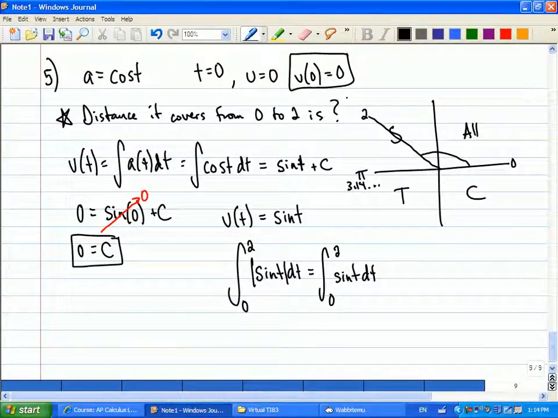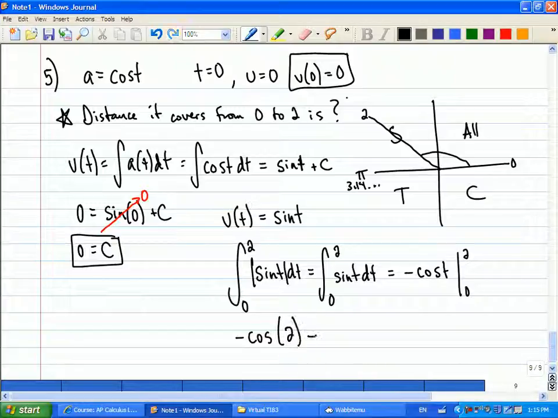Okay. So now let's come up with the integral for sine. What is that going to be? Easy. Negative cos, so from 0 to 2. So this is going to be the negative cosine of 2, minus the negative cosine of 0. And cosine of 0 is 1. So we've got 1 minus the cosine of 2. And that looks like B.